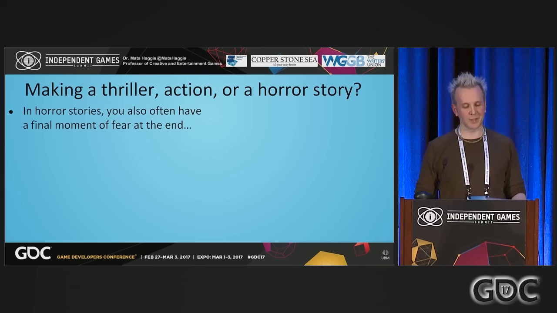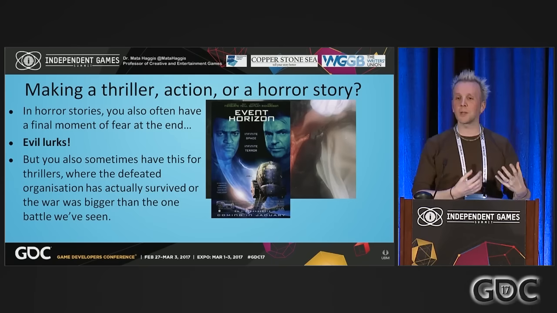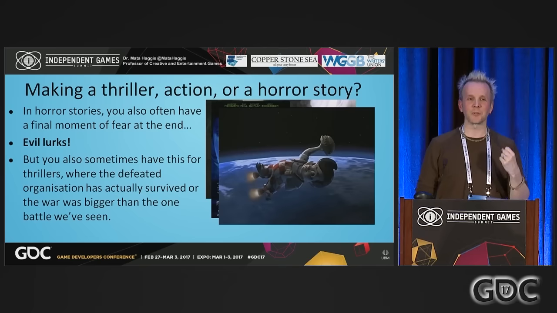In horror stories, you often also have a final moment of fear at the end, which is called evil lurks. So in Carrie, this is when the hand comes up from beneath the earth and grabs her, this kind of thing. It's the nightmares at the end of Event Horizon. But also you sometimes have this in thrillers where the organization perhaps wasn't quite defeated. So in Austin Powers, Dr. Evil escapes. You know, this is a fairly common kind of structure that we do with this.